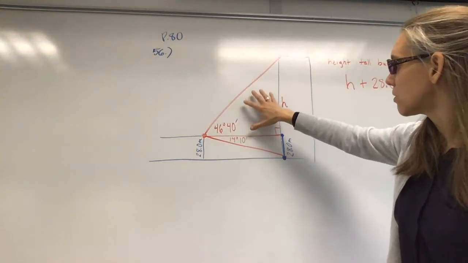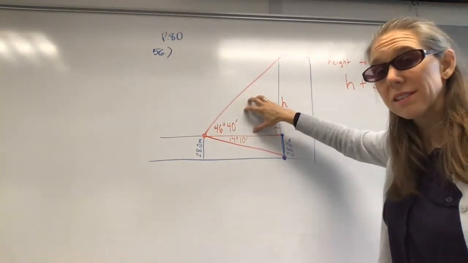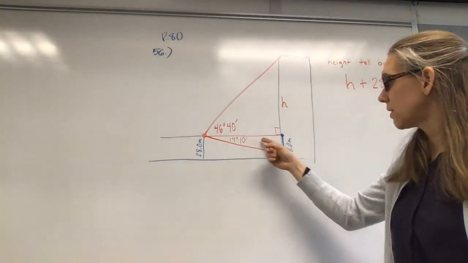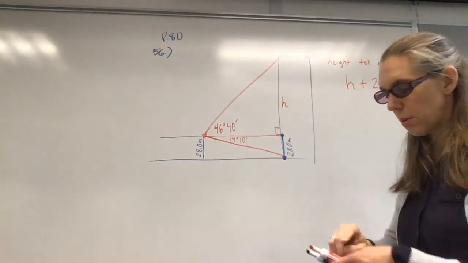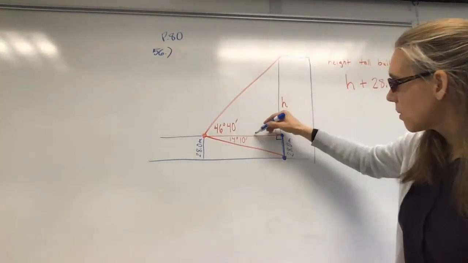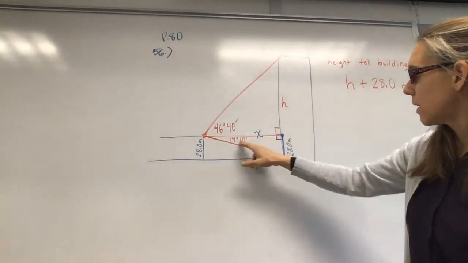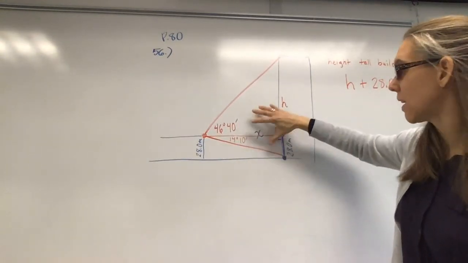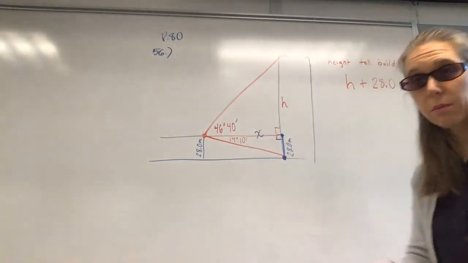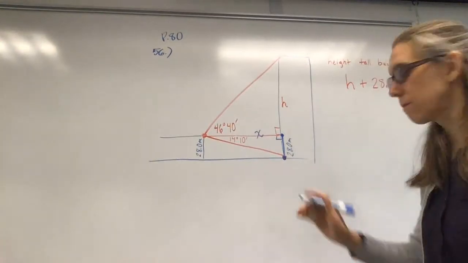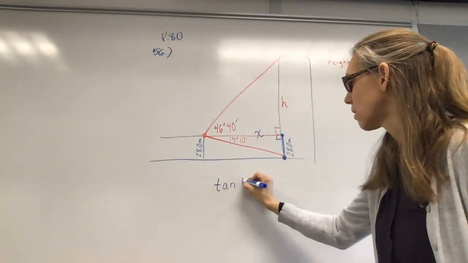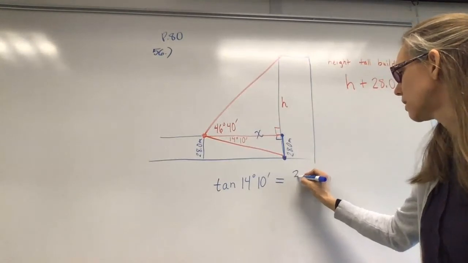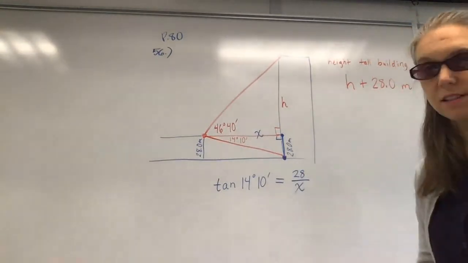Now, we cannot use right triangle trig on this top triangle until we have at least one side measurement. Right now we have no side measurements. We only have an angle. But by looking down here at this lower right triangle, remember this would also be a right triangle, we can figure out what this length is right here by using tangent. We can figure out x, and then once we know x, we can use tangent again for this upper triangle. So it's a two-step process. So first, we're going to use tangent on the lower triangle. So the tangent of 14 degrees 10 minutes is equal to opposite over adjacent.